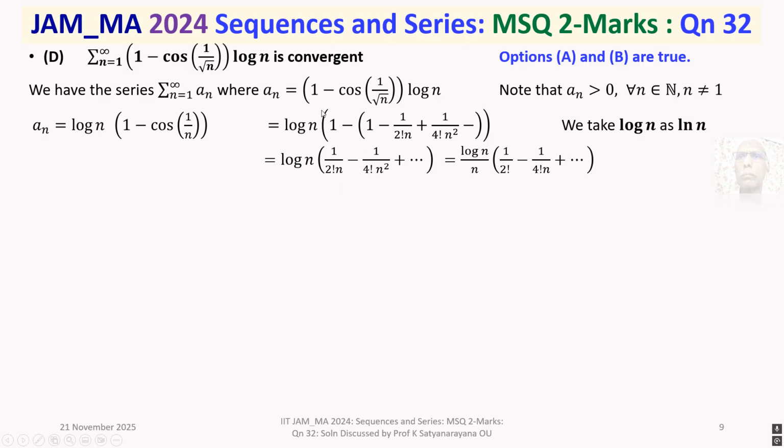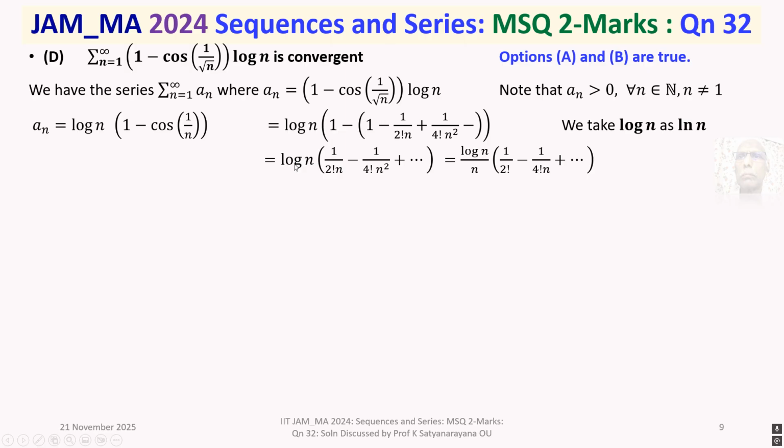Here is a mistake. An is (1 minus cos of 1 by root n) into log n. So here there should be a root n. So when you expand, this is the expansion for cos of 1 by root n, not cos of 1 by n, I am sorry. That is 1 minus 1 by 2 factorial into root n whole square, that is n, plus 1 by 4 factorial into root n whole to the power of 4, that is n square.